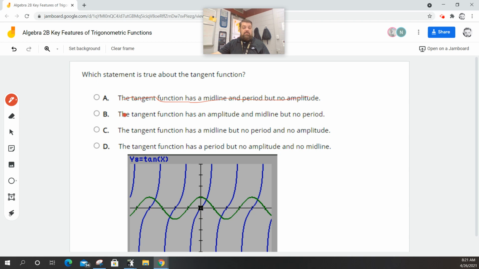That's not true. It has a period. C, the tangent function has a midline, but no period and no amplitude. Well, it has a period. And like I said, technically it doesn't have a midline, and technically it doesn't have an amplitude, by definition, because it's not what we call a sinusoidal function.